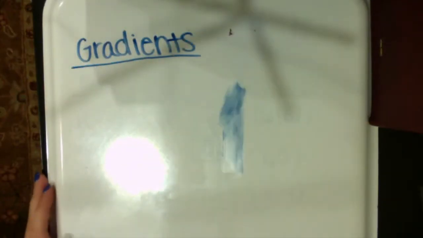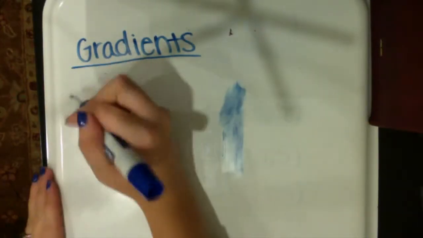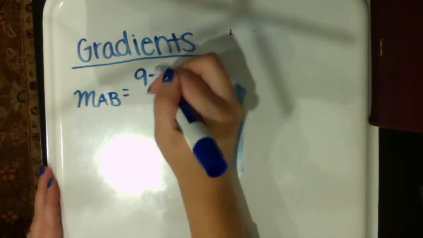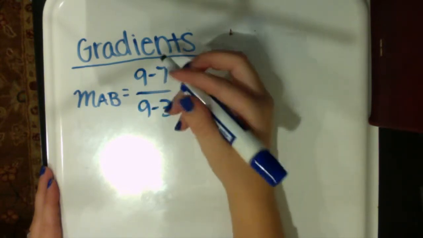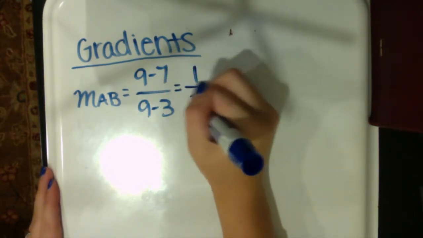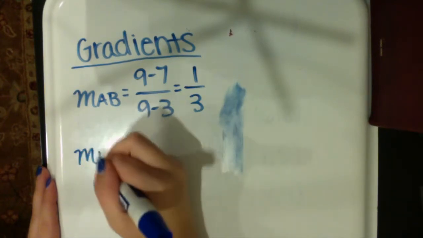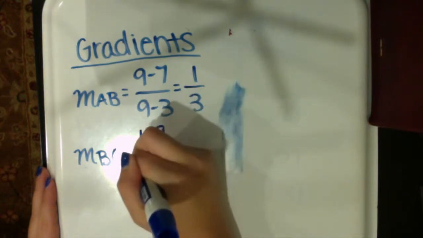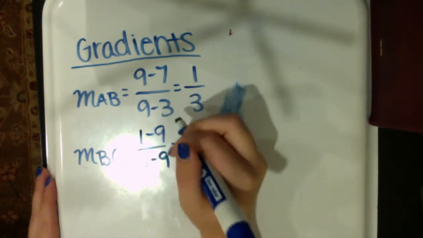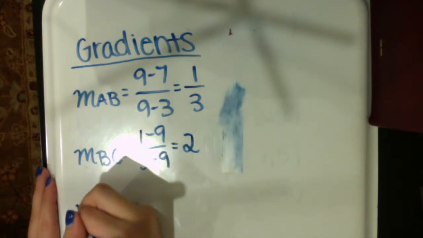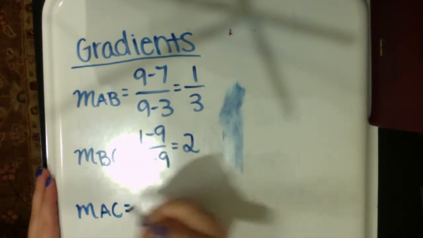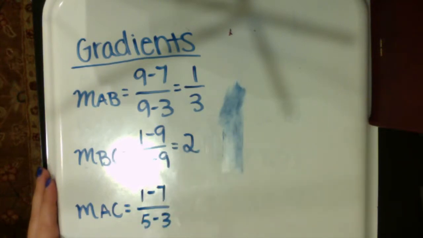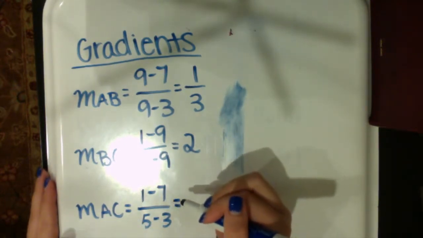Now we are going to find the gradients of each line. To find the gradient of line AB, you are going to subtract 7 from 9 and divide it by 9 minus 3, which will give you the gradient 1/3. For BC, we're going to take 1 minus 9 over 5 minus 9, which will give us the gradient 2. And for AC, we're going to take 1 minus 7 over 5 minus 3, which will give us the gradient -3.